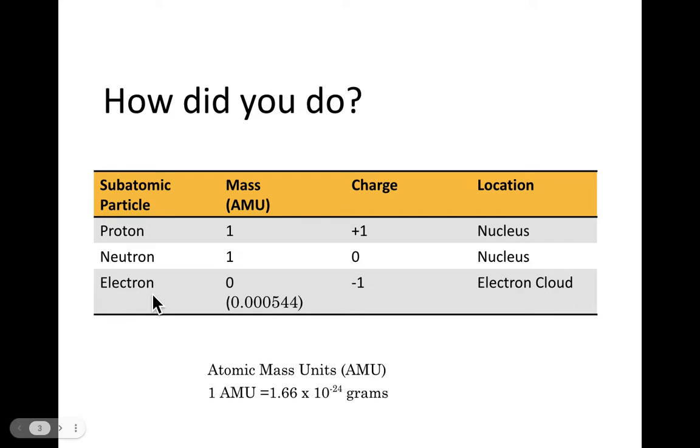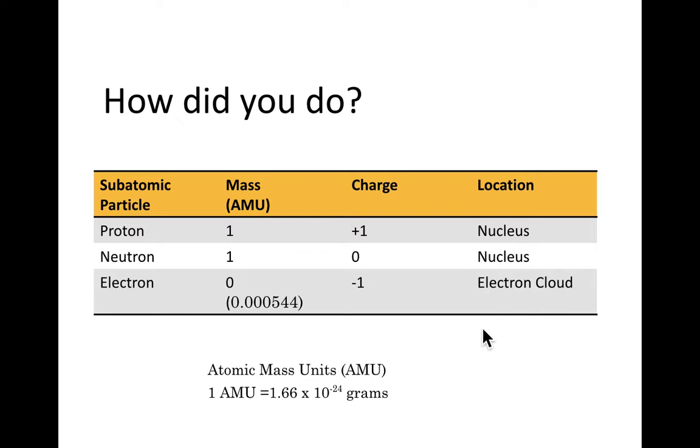The electron is insignificant in mass compared to the proton and neutron. We usually count its mass as 0. This is its exact AMU mass, 0.000544, and you can see if you multiply this times this, it would be a much, much smaller number. Its charge is -1, and it's found in an area outside of the center of the atom, sometimes called the orbitals or the orbits, oftentimes called the electron cloud.